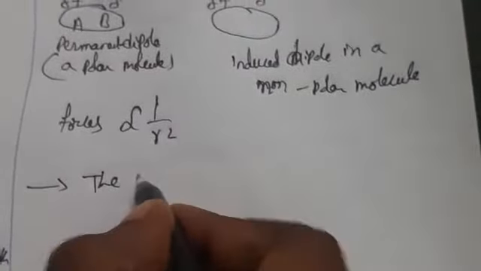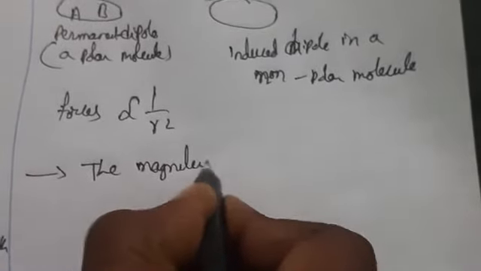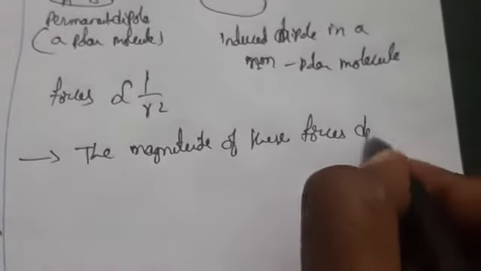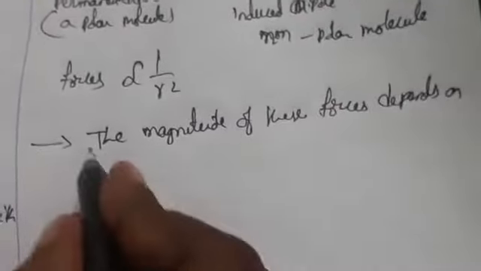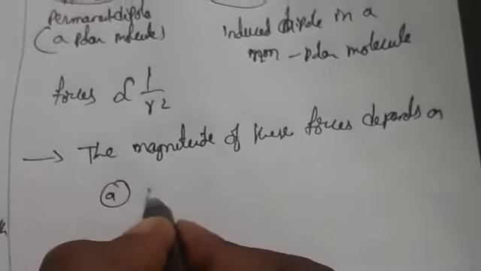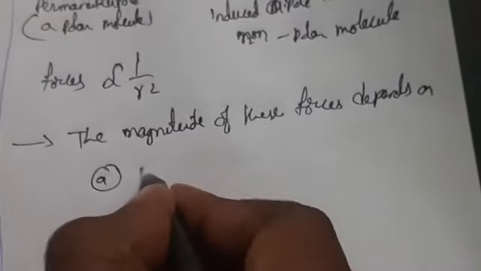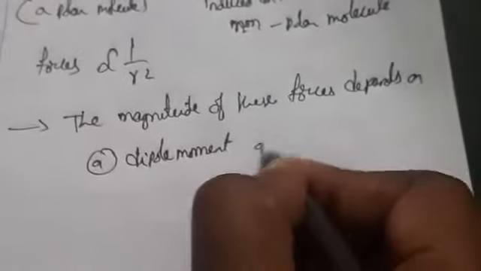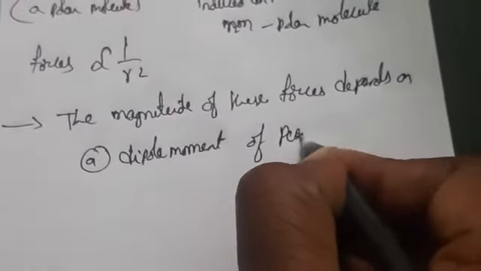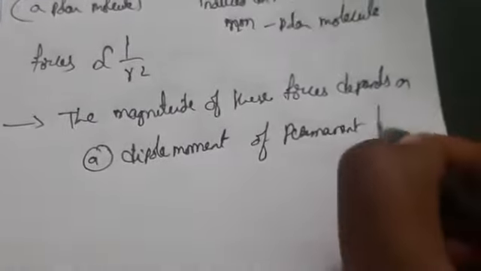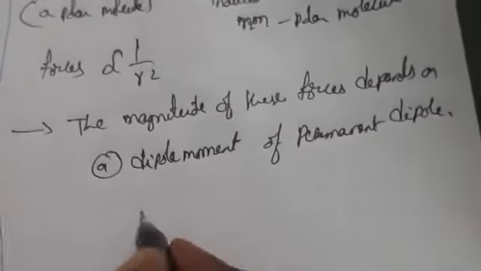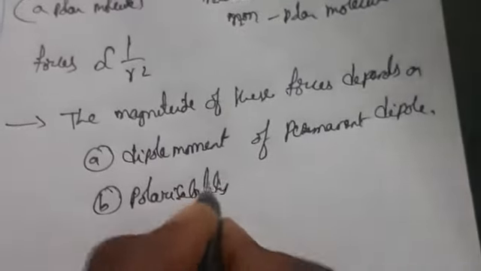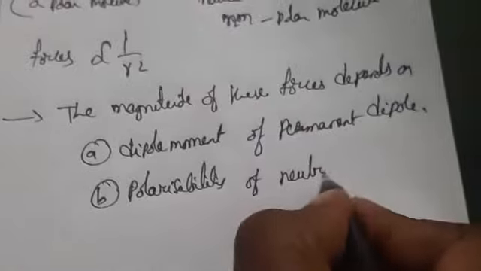So the magnitude of these forces depends, first, on the dipole moment of the permanent dipole, and also on the polarizability of the neutral molecule.